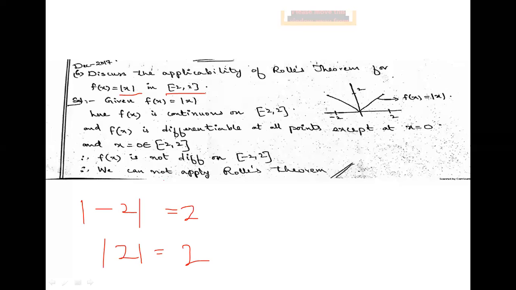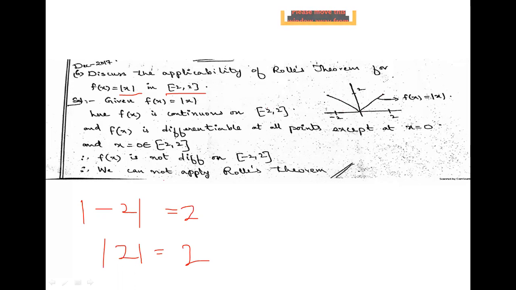So f of x is equal to modulus of x in the closed interval minus 2 to 2. As you can see in this graph, this will be the graph of the modulus function. f of x will never be negative, so it will be like this V shape. Between minus 2 and 2 the function is continuous.